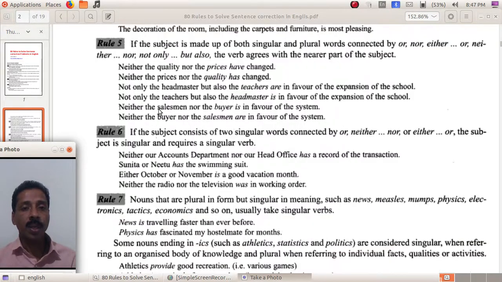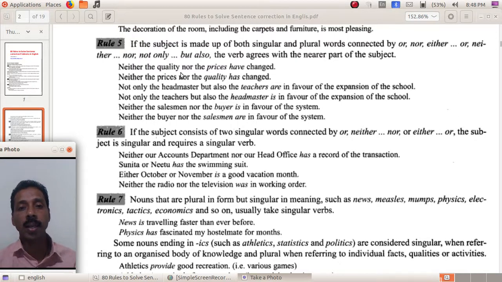Then rule 5: if the subject is made up of both singular and plural words connected by or, nor, either or, neither nor, not only but also, the verb agrees with the nearer part of the subject. So keep in mind these expressions. Which are they? Or, nor, either or, neither nor, not only but also. What's the speciality? The verb agrees with the nearer part of the subject. That means, look at the sentence here.